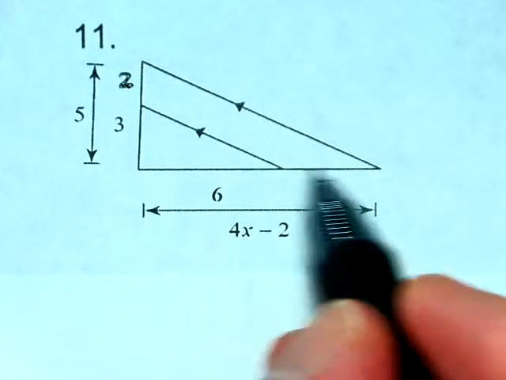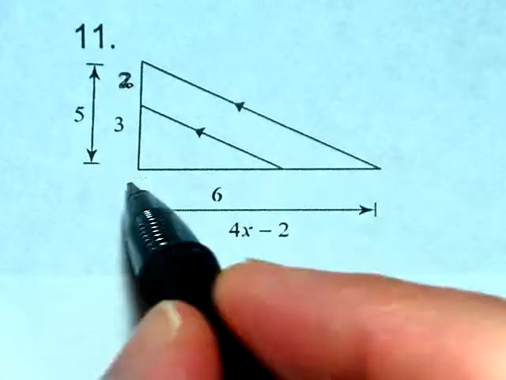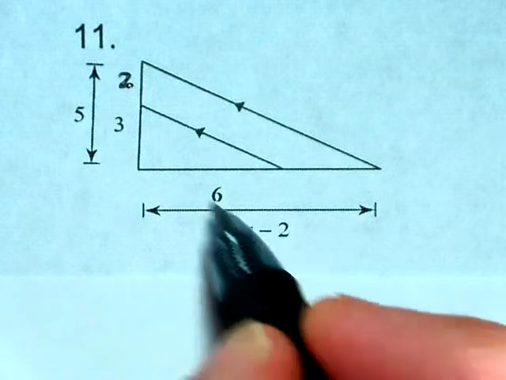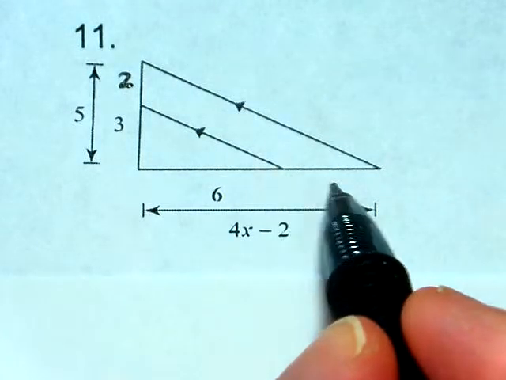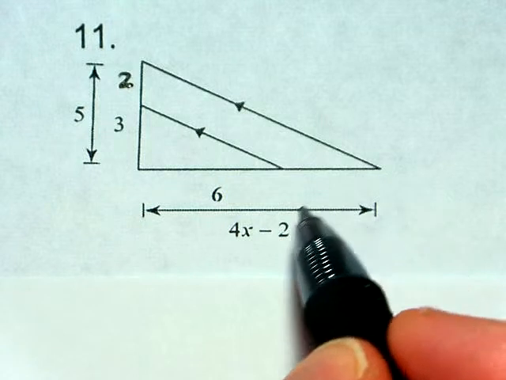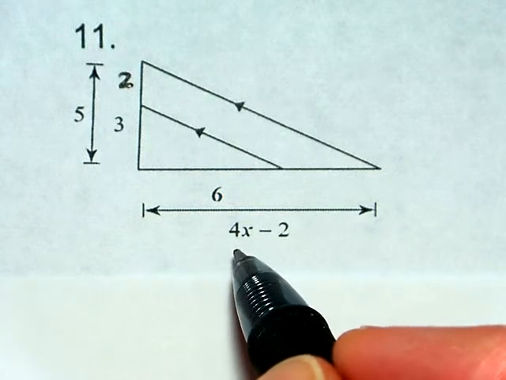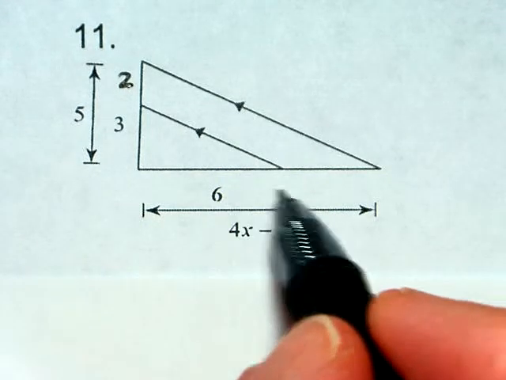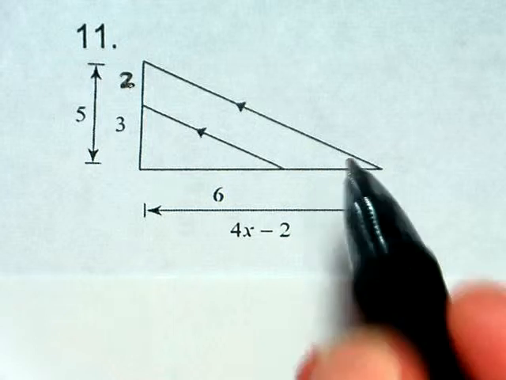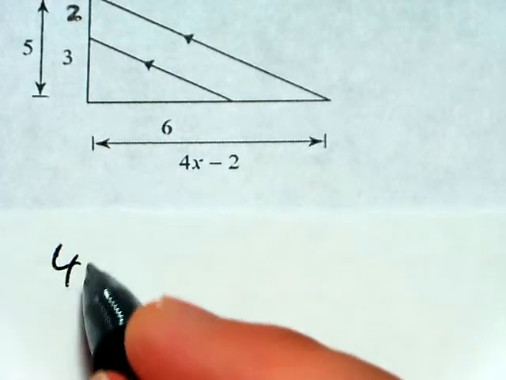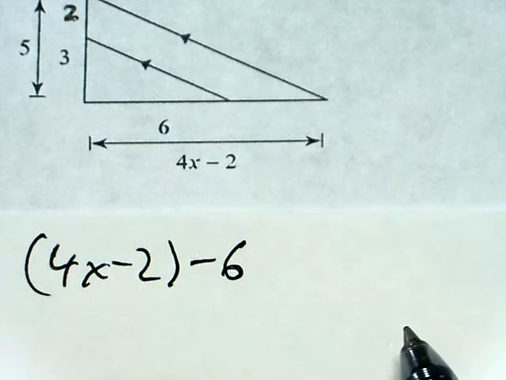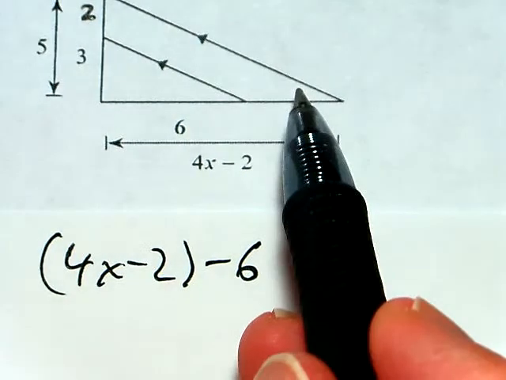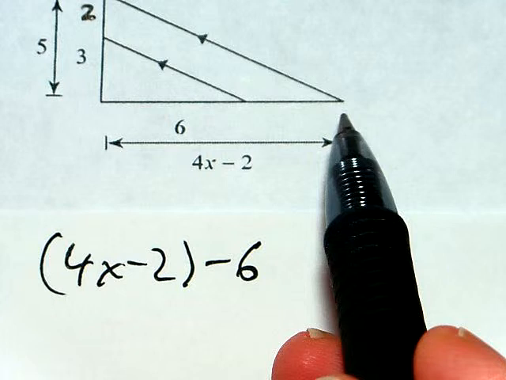And we're given that the entire length of the bottom side of this triangle is 4x minus 2, but this portion is 6. So then what is this portion going to be? Well, it's got to be 4x minus 2 minus 6, right? Whatever's left over has got to be this. So that's a little bit of an algebra problem. We've got to simplify that expression a little bit to get this piece at the end.